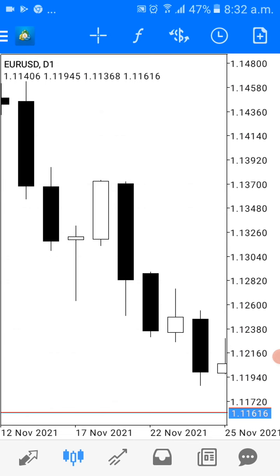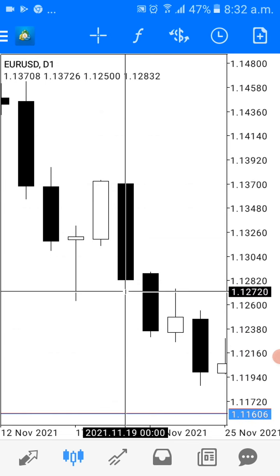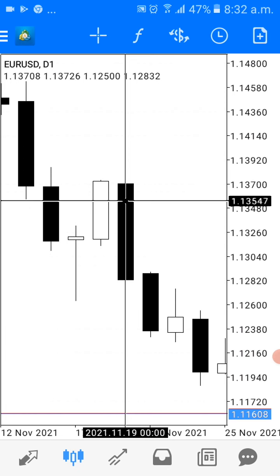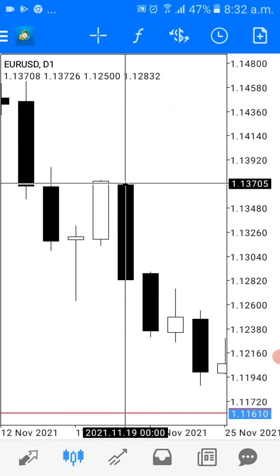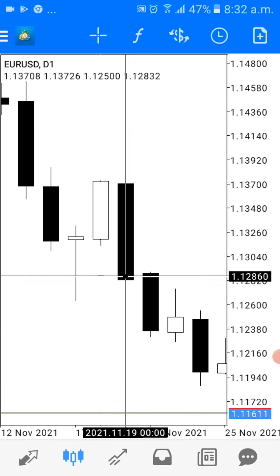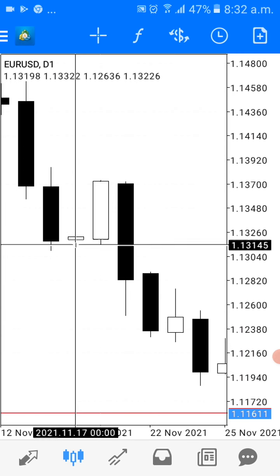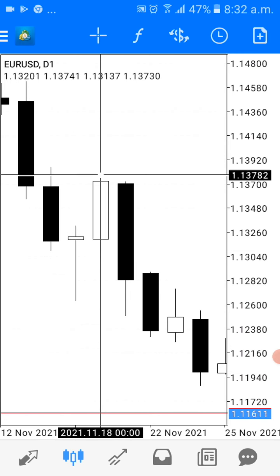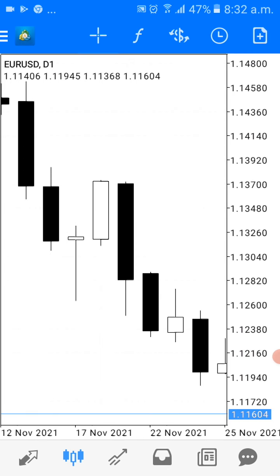There are two types of candlesticks: a bullish candlestick and a bearish candlestick. A bearish candlestick is where price opens right here and then closes below the open price. That is a bearish candlestick, meaning price was going down. And if it is bullish, price opened and then closed above the open, giving you the information that price is going up.